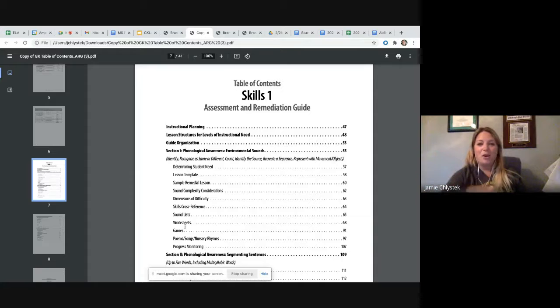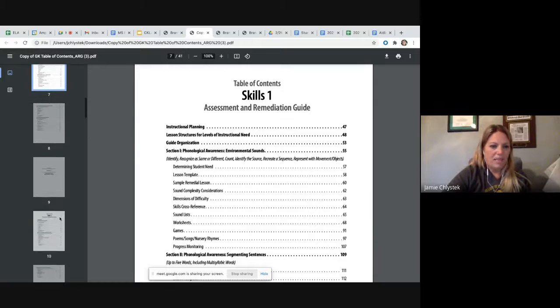So if I know I need additional sound lists and I need some games, I'm going to page 65 and page 91. That's where I'm looking, and I'm going to just print the pages I need from there versus the entire thing. So that's the one biggest thing I wanted to stress around the table of contents.